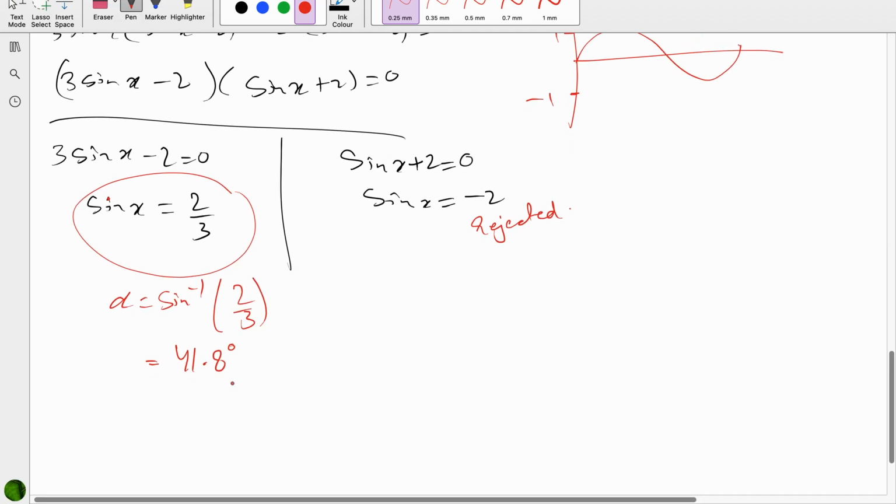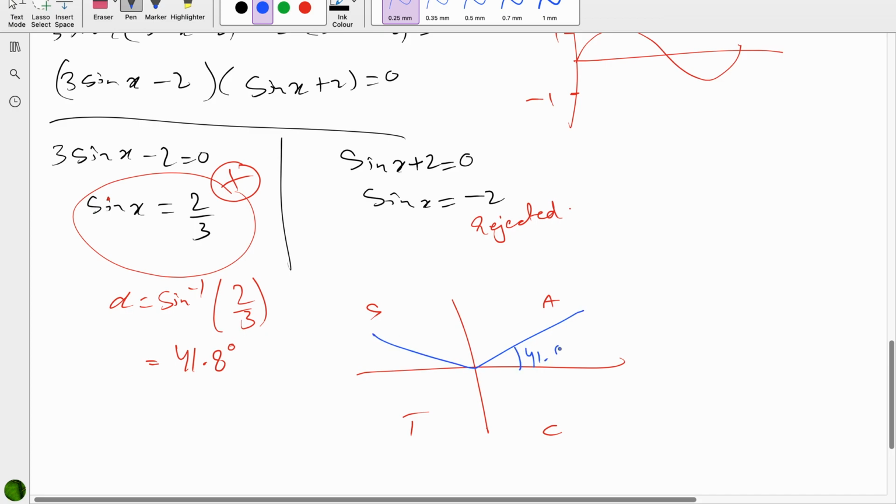Now we have the basic angle and we know that sine of x is equal to a positive value. So sine is positive, add sugar to coffee. Sine is positive only in first and second quadrant. So we know this basic angle, which is 41.8. This again is 41.8. Now what do we have to answer? We have to answer it from negative 360 to positive 360. So we go in one side first.